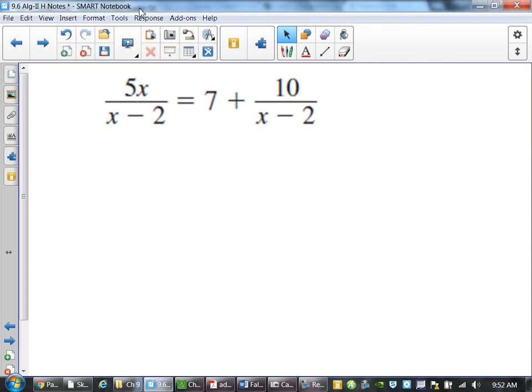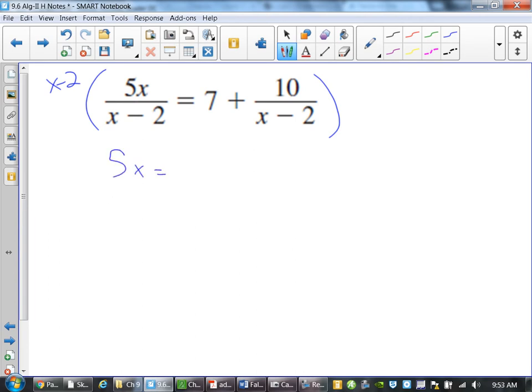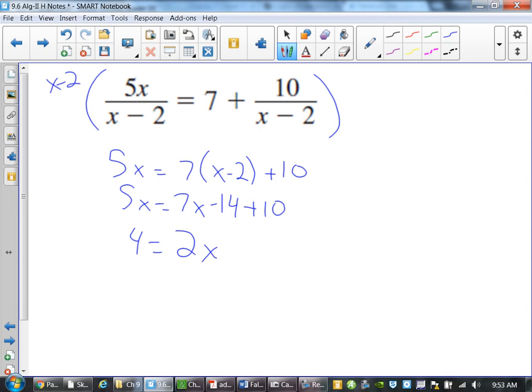What's your common denominator going to be? x minus 2. All right, so you multiply everything by x minus 2. What's the only fraction that needs the x minus 2? The 7. The 7, good. So you get 5x equals 7 times the quantity x minus 2 plus 10. So you get 5x is 7x minus 14 plus 10. 4 equals 2x. x is 2.